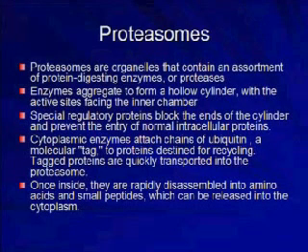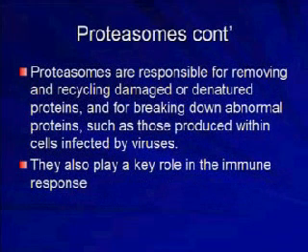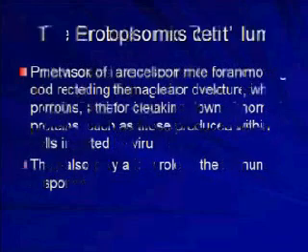Cytoplasmic enzymes attach chains of ubiquitin, which is basically a molecular tag, to the proteins destined for recycling. Tagged proteins are quickly transported into the proteasome. Once inside, they are rapidly disassembled into amino acids and small peptides, which can be released into the cytoplasm. Proteasomes are responsible for removing and recycling damaged or denatured proteins and for breaking down abnormal proteins, such as those produced within cells infected by viruses. They also play a key role in the immune system.